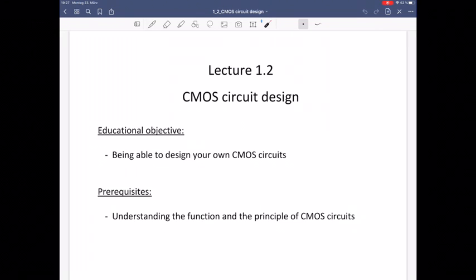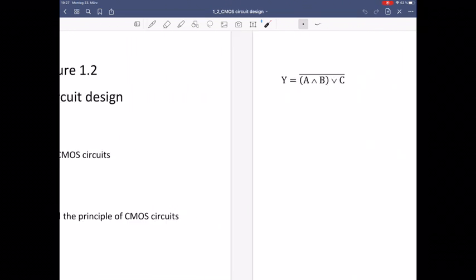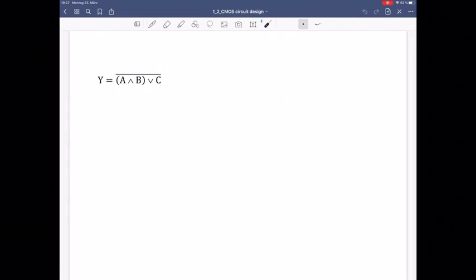To show you how to design a CMOS circuit, we will use a simple example, and the example here is the following equation. And this actually is a typical task. There is a Boolean equation, a logic equation, and the task is to design a CMOS circuit which represents this particular equation. The question now is, how do we get a circuit out of this equation?